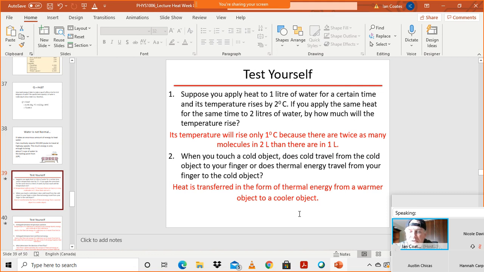Number two, when you touch a cold object, does cold travel from the cold object to your finger, or does thermal energy travel from your finger to the cold object? Okay? Heat travels from hot to cold.